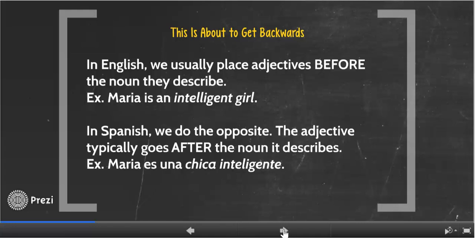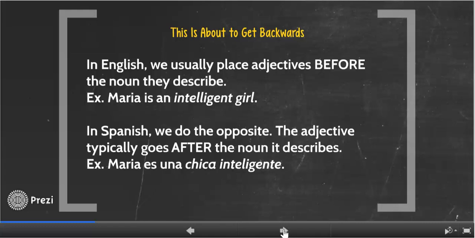So in English, we usually place adjectives before the noun they describe. For example, Maria is an intelligent girl. Intelligent being the adjective, it goes before what it describes, which is girl. But in Spanish, we do the opposite of that. The adjective typically goes after the noun it describes.